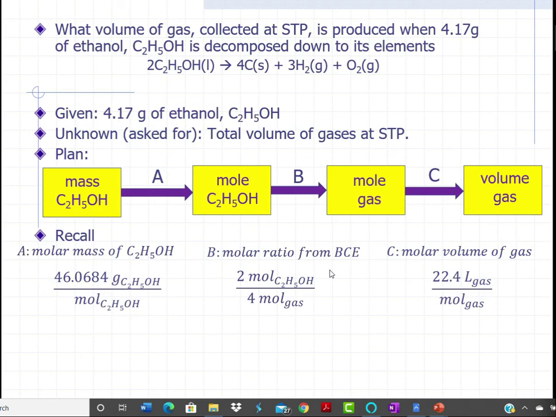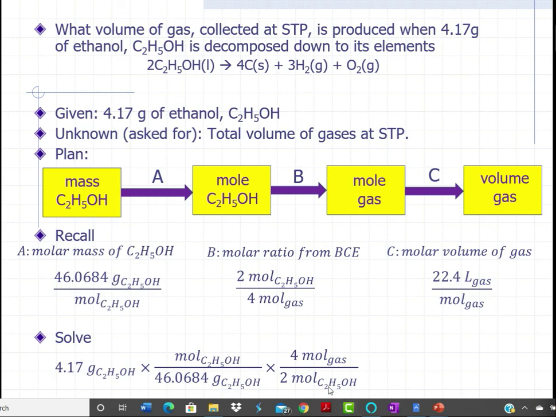Now it's time to put it all together. We always start with the given, which is the 4.17 grams of ethanol. We're going to use step A. We're going to flip that step A to put the mass on the bottom to make the grams cancel. We're going to look at step B. Again, we need to flip step B because we want to make sure moles of ethanol is in the bottom and the moles of gas is on the top. And then finally, we're going to leave the last one by itself so that the moles of gas cancel on that one. We do our math and we get an answer of 4.06 liters of gas.